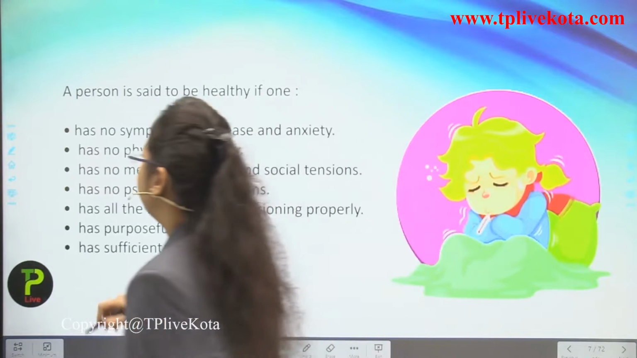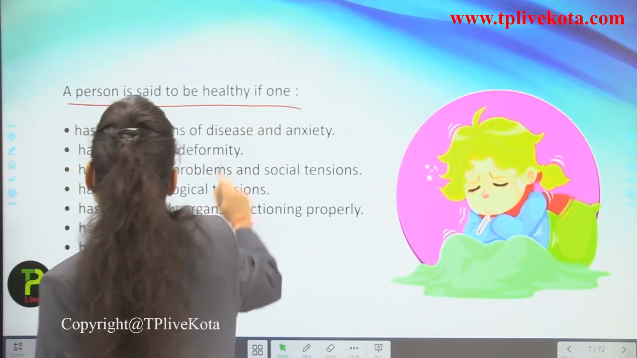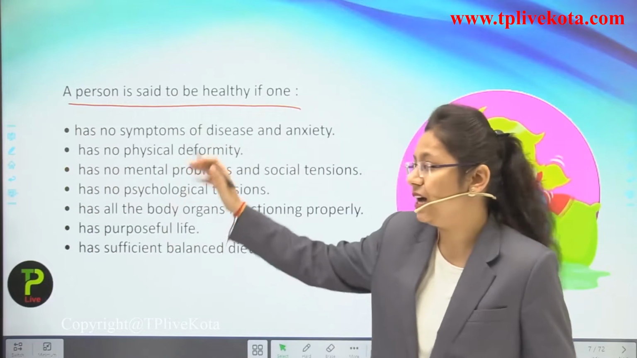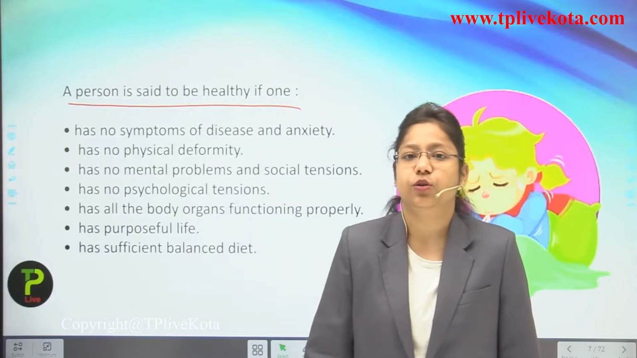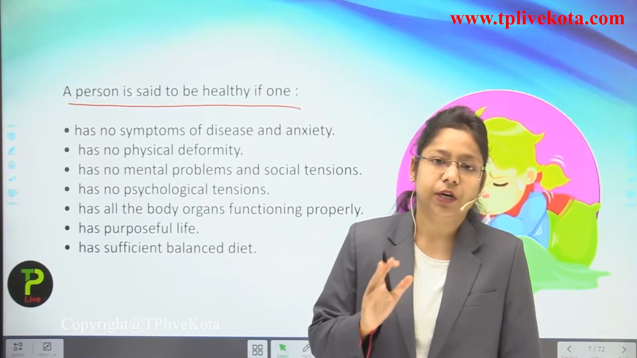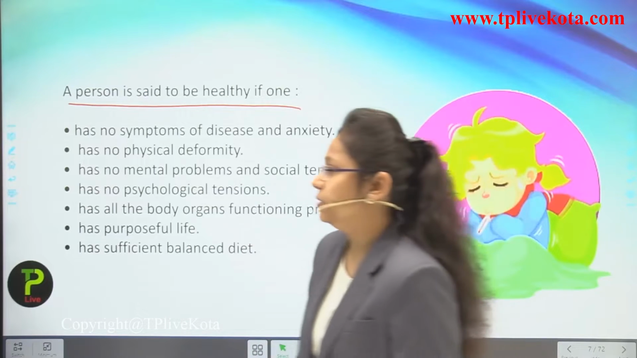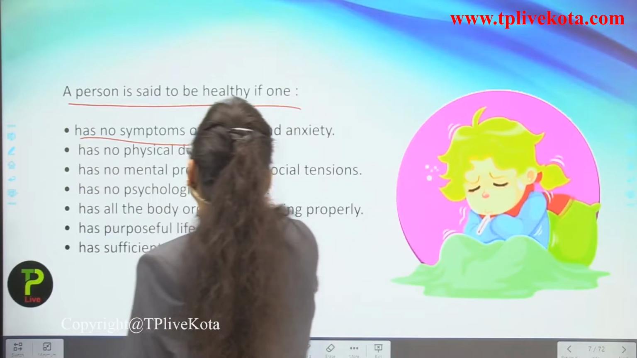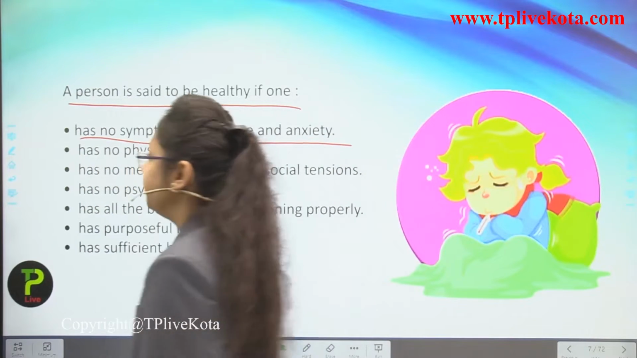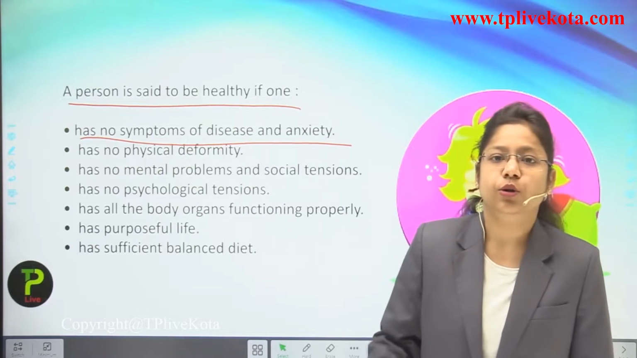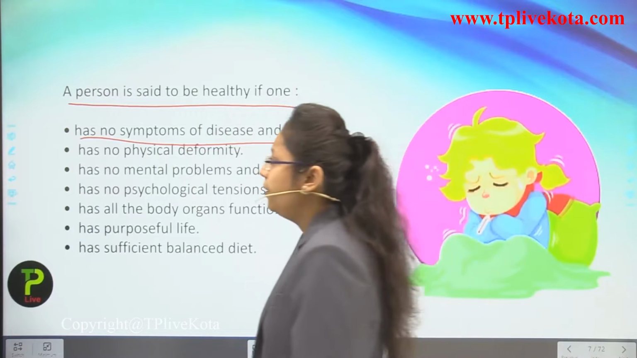Now the next point: a person is said to be healthy if... These are the different points which are categorized over here. If a person's body is totally healthy, then they should follow these points. Let us see. First, has no symptoms of disease and anxiety. No anxiety should be there, no diseases should be there in the body of a person.